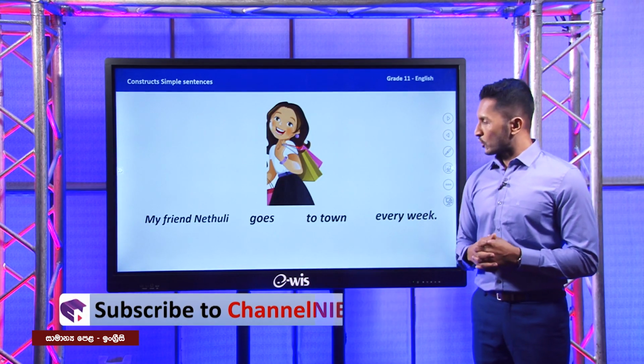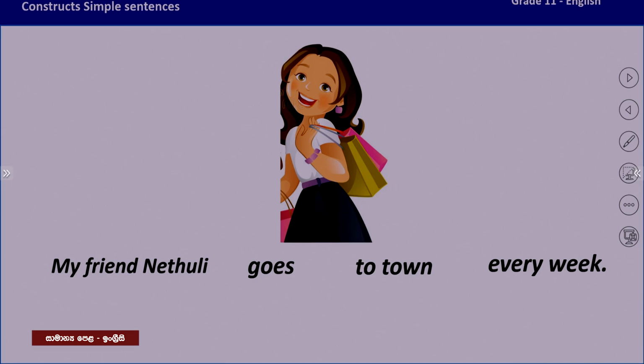Now look at this picture. So what is the action? Yes, she is going. The action is goes. Look at the sentence now. We have the verb. And who performs the action there? Yes, my friend Nethuli. This is what we call subject. We have learned it earlier.